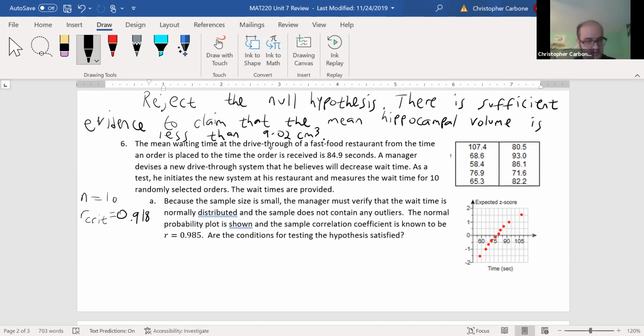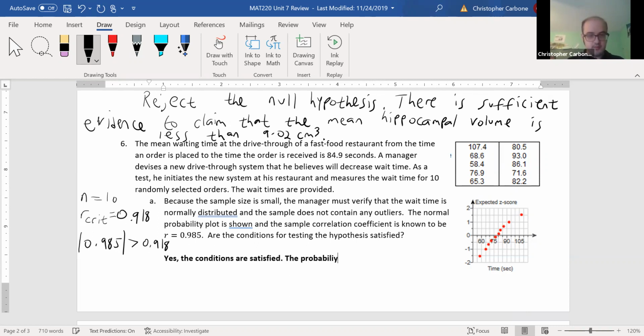And then with regards to this critical value, the absolute value of the correlation coefficient, 0.985, is supposed to be greater than this. And as we could see, it is. It's greater than 0.918. So because of that, the conditions are indeed satisfied. So let us write that. Yes, the conditions are satisfied.